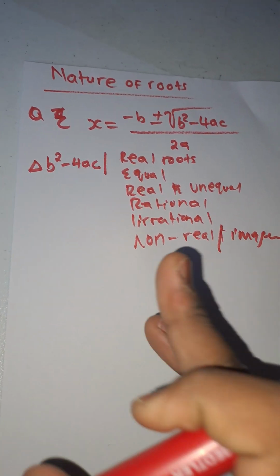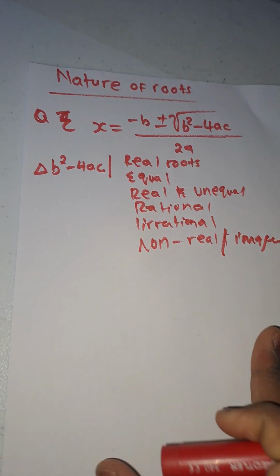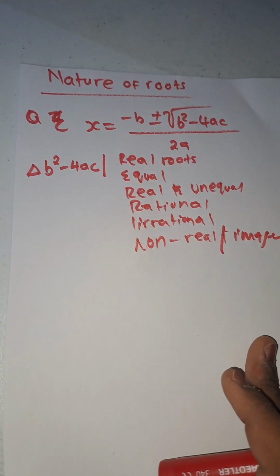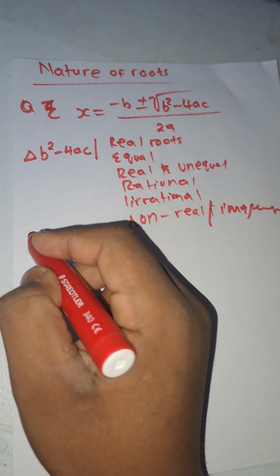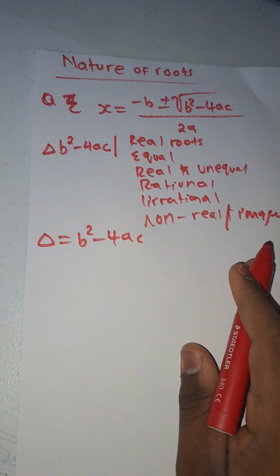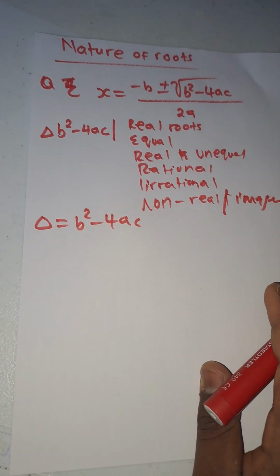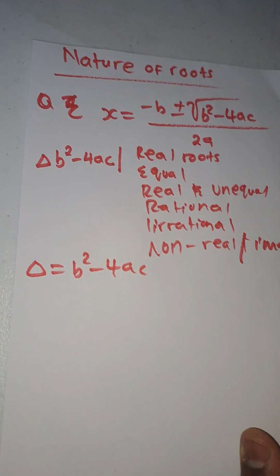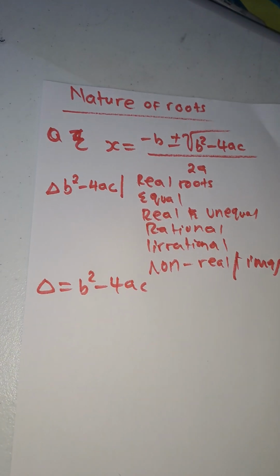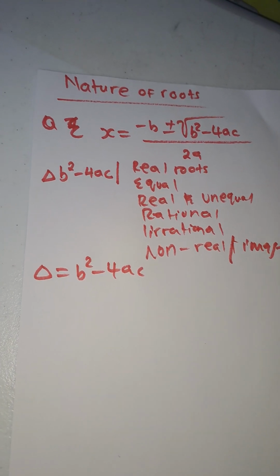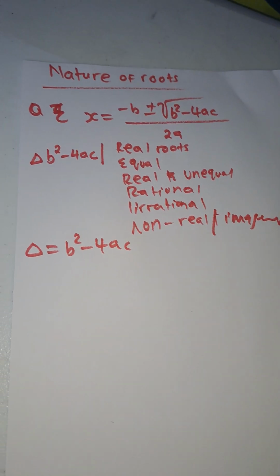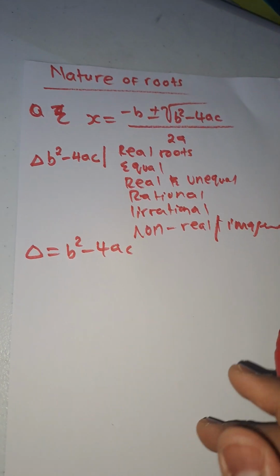I want to go back to describe the nature of roots, and you know them. So you are going to describe the nature of roots using the discriminant, delta, which is equal to b squared minus 4ac, and you are going to do it graphically, ne? So when the discriminant is greater than 0 or positive, there will be two real and unequal roots. Is it fine now?